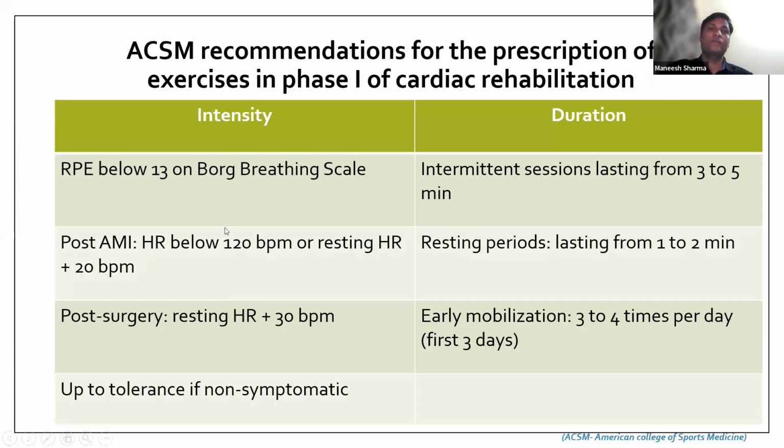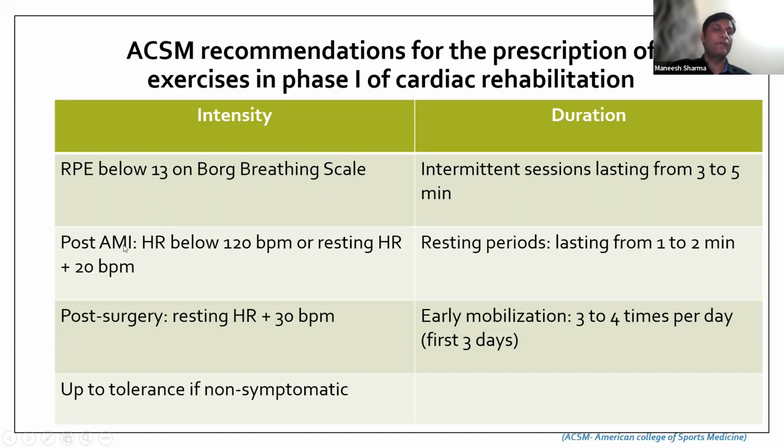There is a recommendation for the prescription of exercise in phase 1 of cardiac rehabilitation, given by the American College of Sports Medicine. It says that if the rate of perceived exertion, measured by the Borg scale, is below 13 while the patient is performing certain activities, then the patient can continue with that activity. If the rate of perceived exertion is more than 13, the activity should be stopped and the patient should rest for some time.